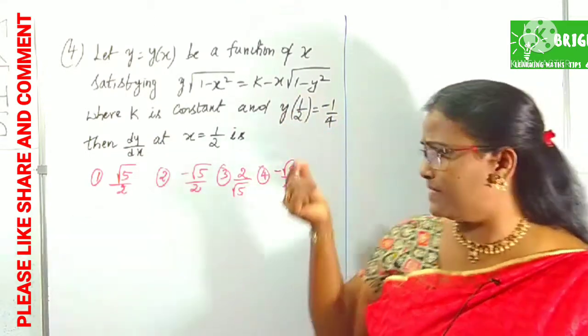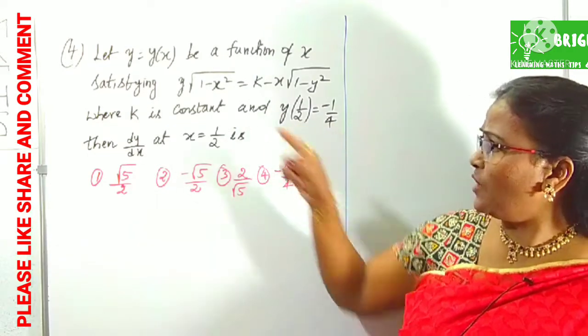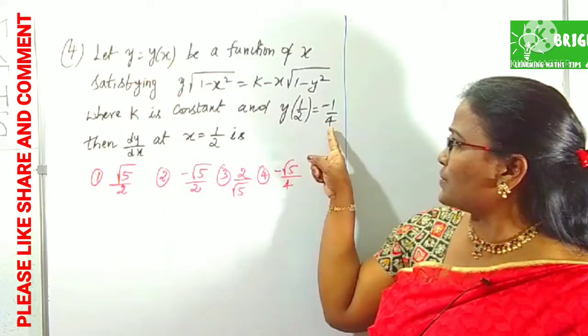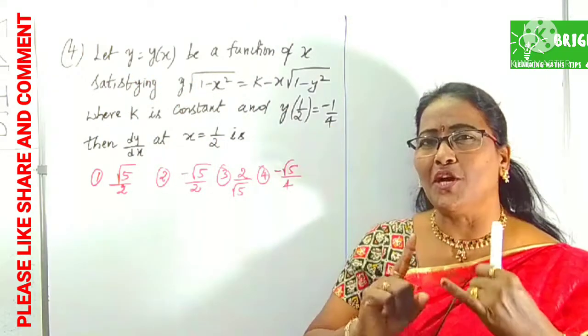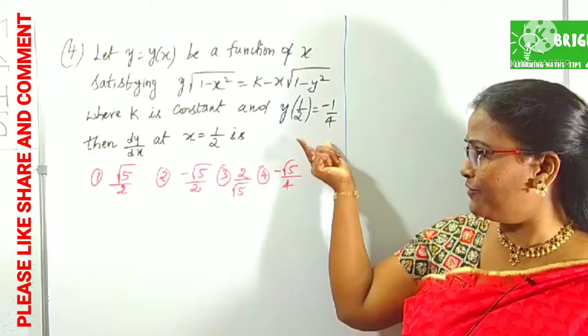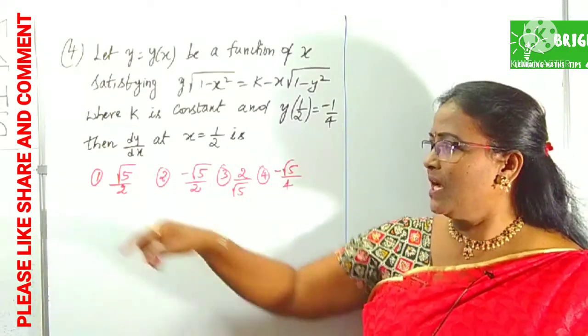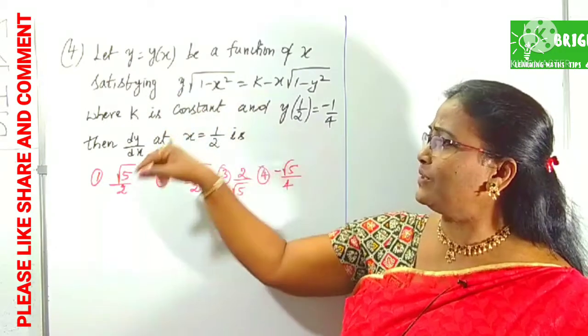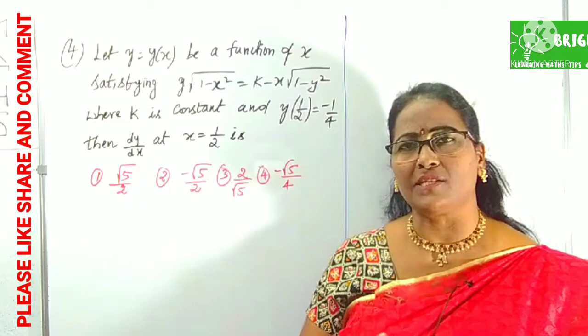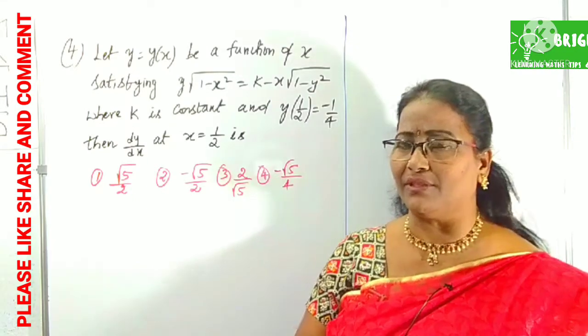What is the meaning of y(1/2)? In place of x, put 1/2, and y equals minus 1/4. That means we choose the x value as 1/2 and the y value as minus 1/4 indirectly. Then we have to find its derivative at x equals 1/2.